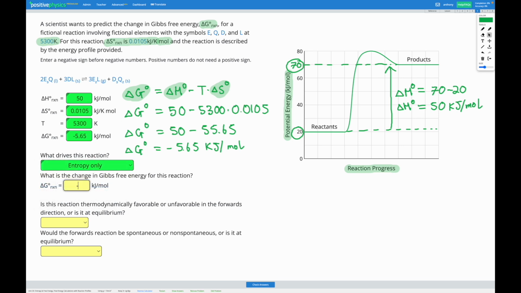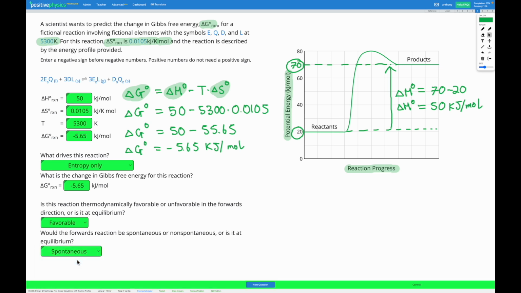So we had negative 5.65 for our delta G naught of reaction, our Gibbs free energy change. So finally, we need to determine if the reaction is thermodynamically favorable or unfavorable in the forwards direction. Well, since delta G naught is less than 0, that's telling us our reaction is thermodynamically favorable, and therefore it's going to be spontaneous in the forwards direction.